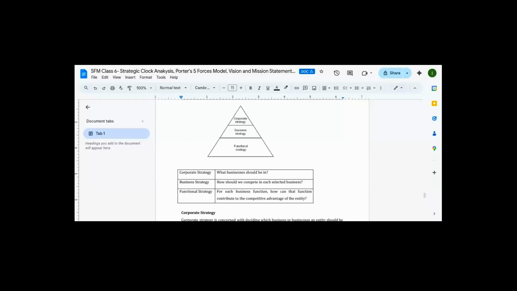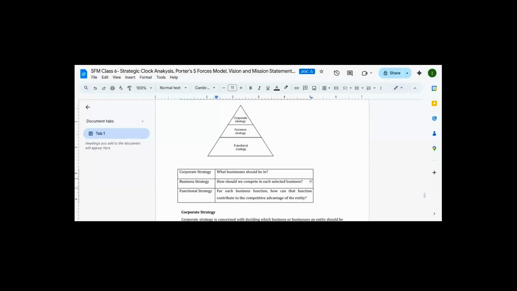Corporate level strategy, business level strategy, and functional strategy. The corporate level strategy addresses the question, what businesses should we be in? And this decision is not taken at the middle level or lower level. It's taken at the top management level. The business level strategy addresses the question, how should we compete in each selected business?